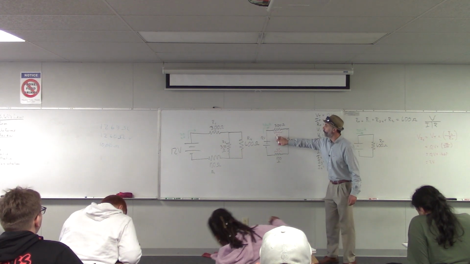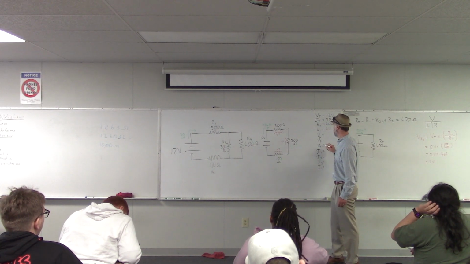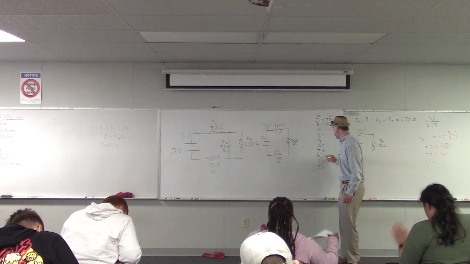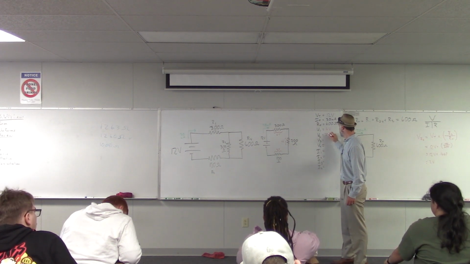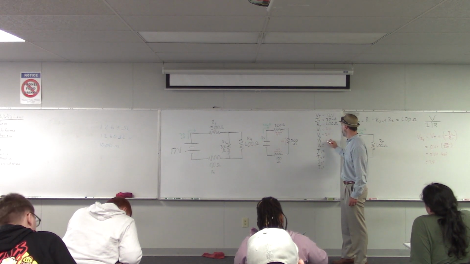So we just figure out the voltage across R1 is 6 volts. The voltage across R2 is 2 volts. And then voltage for R3 and R4 are both 4 volts.